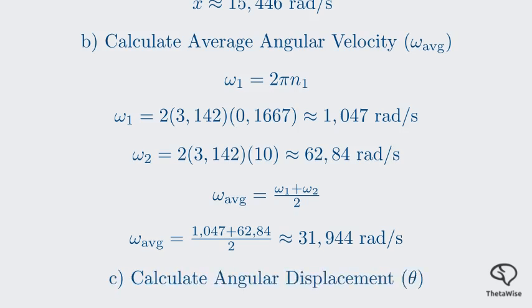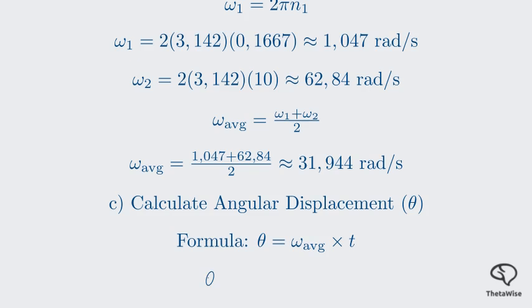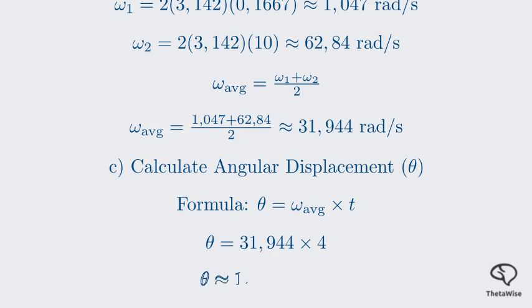We can use the formula connecting average angular velocity, time, and displacement. The formula is theta equals average angular velocity times time T. We found omega average to be 31.944 and T is 4. Multiplying them, we get a total angular displacement of 127.776 radians. This is the total angle the axle rotated through.